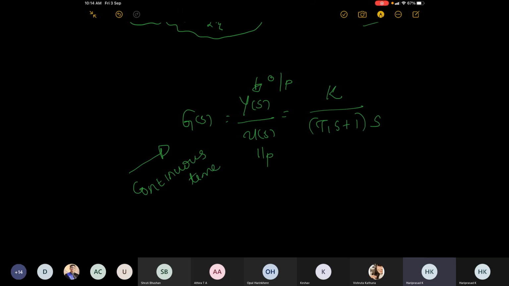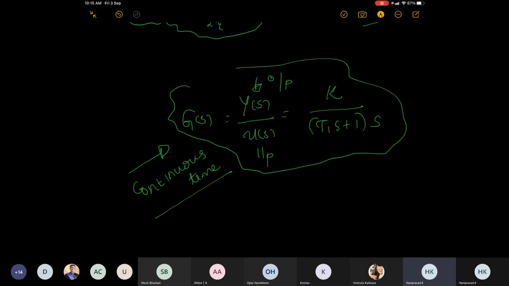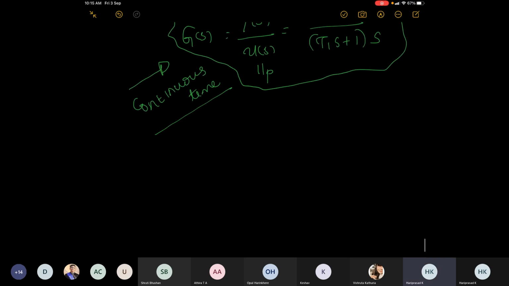What do you mean by continuous time? This overall system is represented on a continuous time basis. What do you mean by continuous time? Can someone give a comment? Anyone, please?